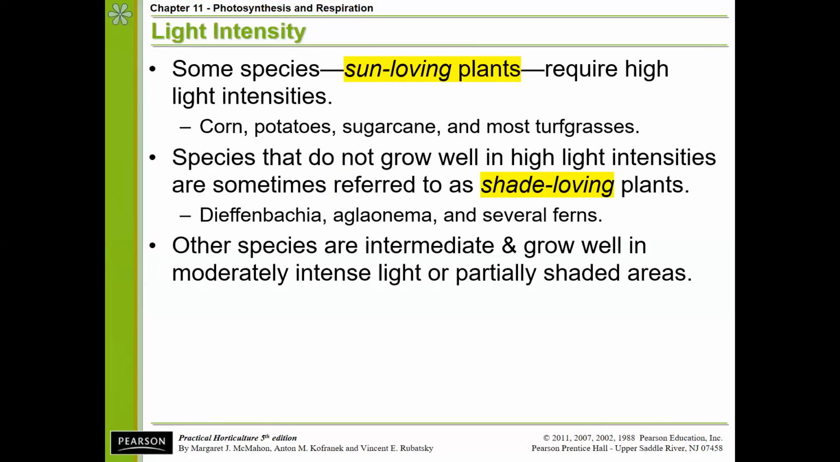The majority of species, though, or crop species, as well as most species of plants, are kind of more intermediate, and they can grow well either in kind of, we say, partial sun or partial shade, or in some cases also in intense light as well.